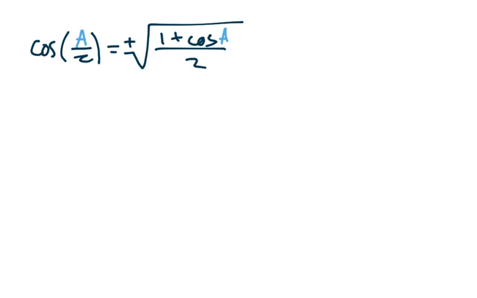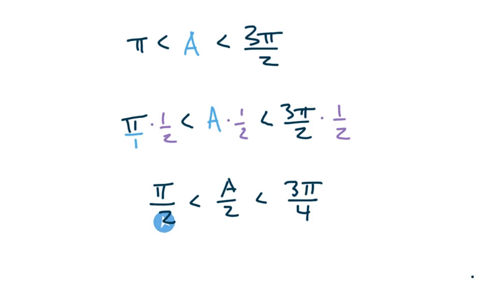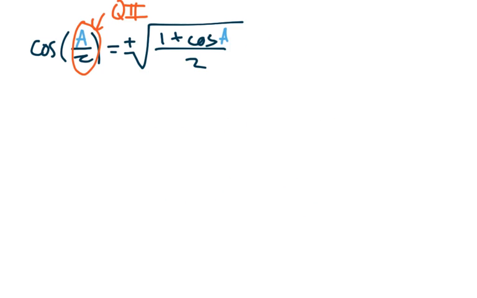Now we've actually done all the hard work. We know that A over 2 is between pi halves and 3 pi over 4. It was in the second quadrant. So that its cosine should be, wait, which one? Cosine is plus or minus in the second quadrant? If you said positive, you are incorrect. If you said negative, it is negative in the second quadrant.